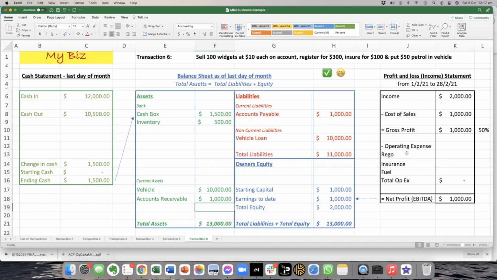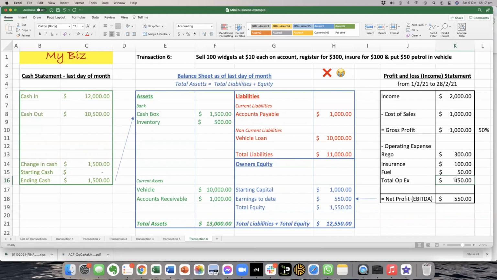Now, let's continue over here with what happens to the rest of the P&L. So we said rego of 300. Registration, depending on which country you're in, you'll see little man's gone unhappy again. We said insurance, we're going to put on account as well for 100, and we've got fuel we're going to put on account for 100. So our total OPEX so far for the business, these are the costs of running our business, is $450.